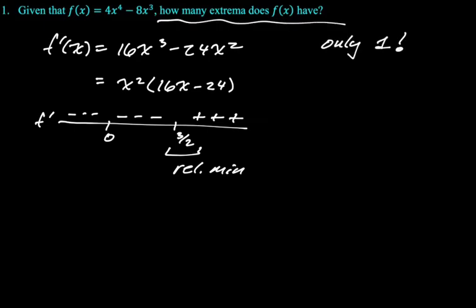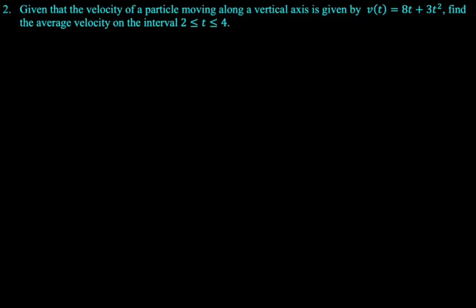All right, next up. Given that the velocity of a particle moving along a vertical axis is given by v of t equals 8t plus 3t squared, find the average velocity on the interval 2 to 4.